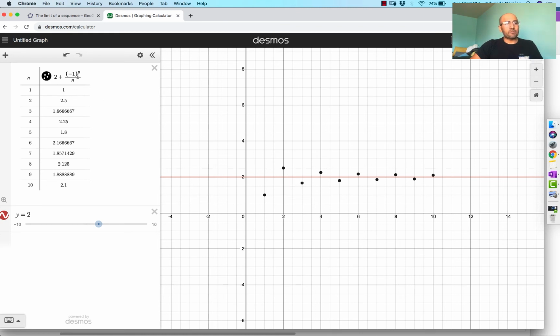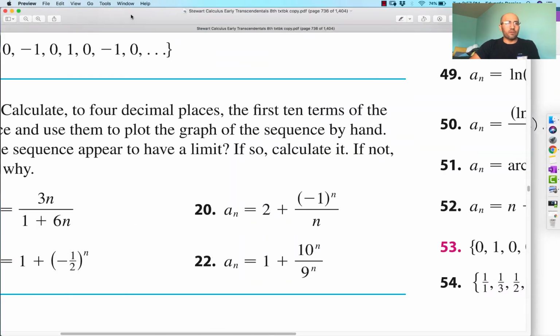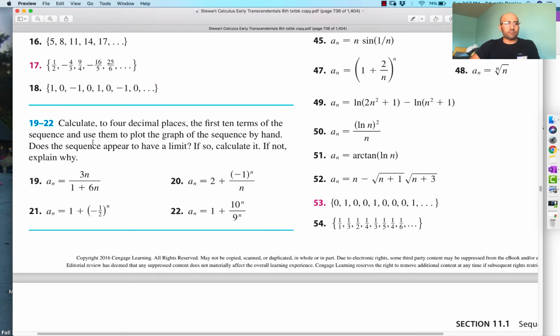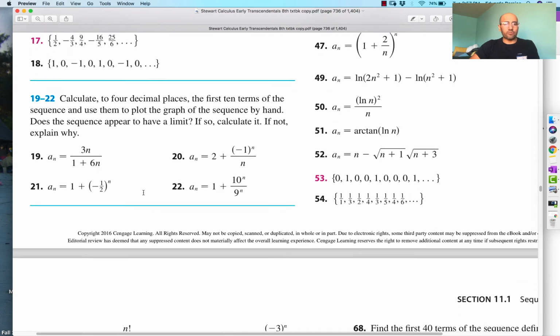Calculate each one of these things by hand. I think it's a bit of an overkill to do 10 of them by hand. Technology would be good. You can also use your calculator to figure out these guys, and then you can redo this by hand and get a pretty good graph. Okay, so I think that should be doable. That's the homework for those. Calculate to 4 decimal places the first 10 terms of the sequence, and then plot them. Okay, so that should be doable.